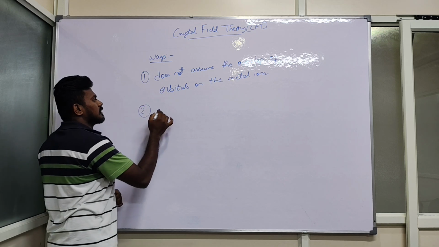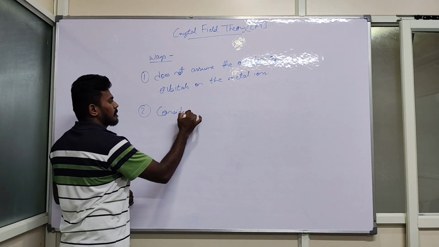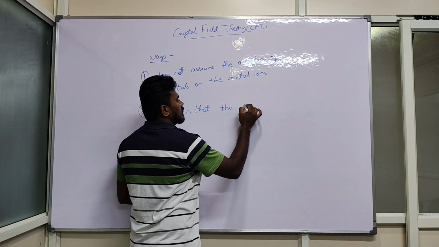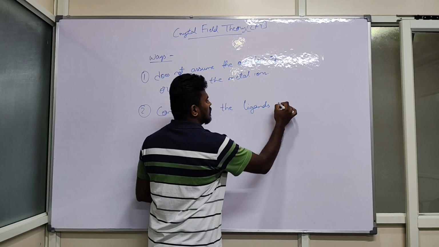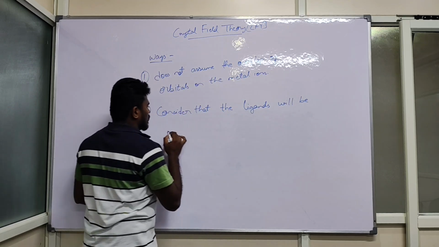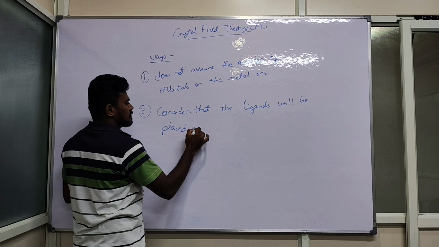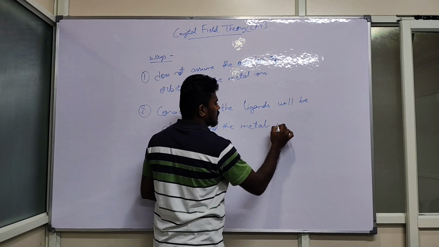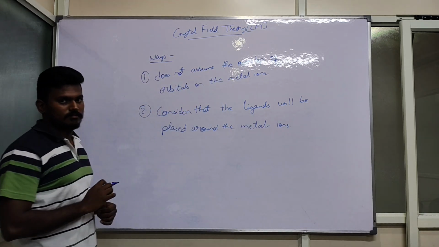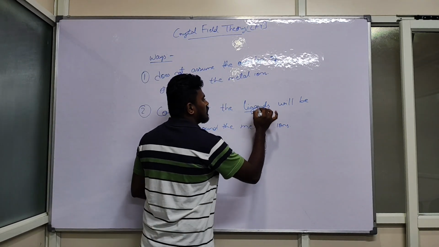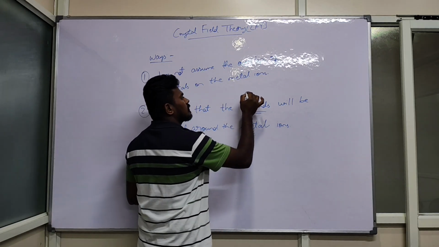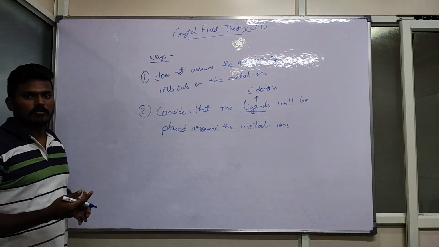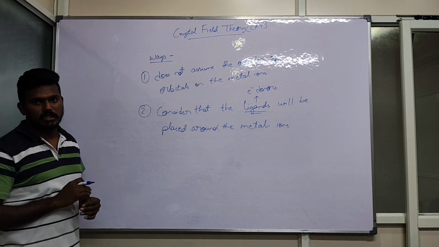Instead, it considers that the ligands will be placed around the metal ions. So now what do you mean by the ligands? We already studied that ligands are known as electron donors. They donate a pair of electrons towards the metal ion.